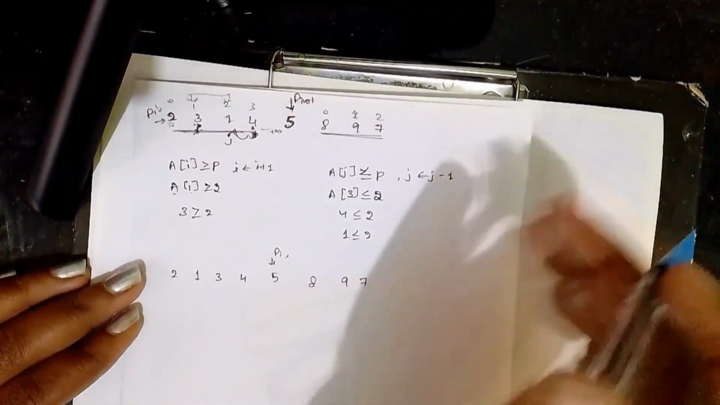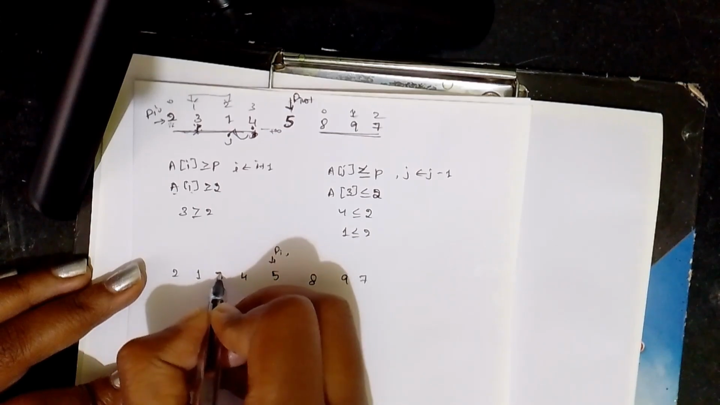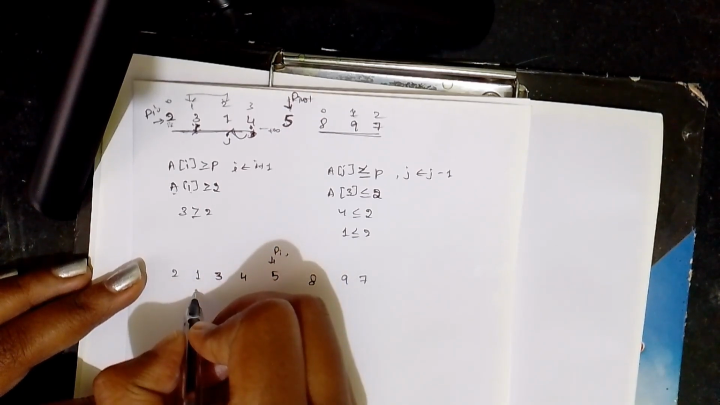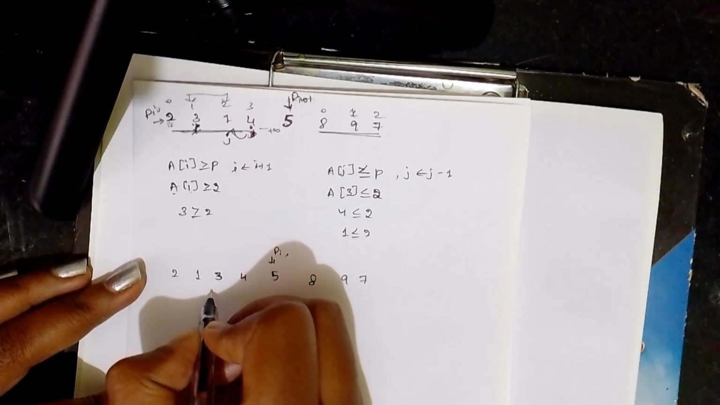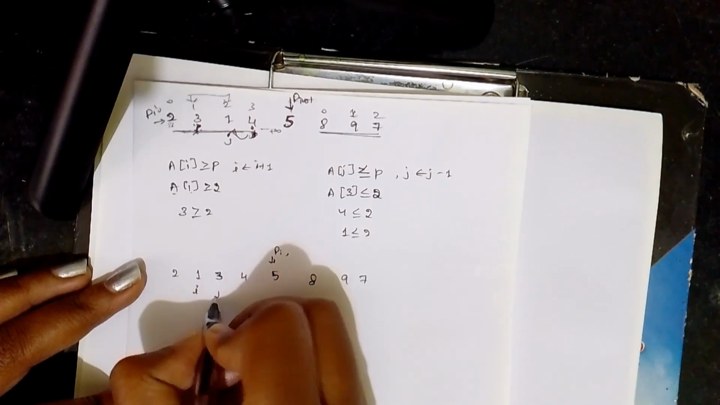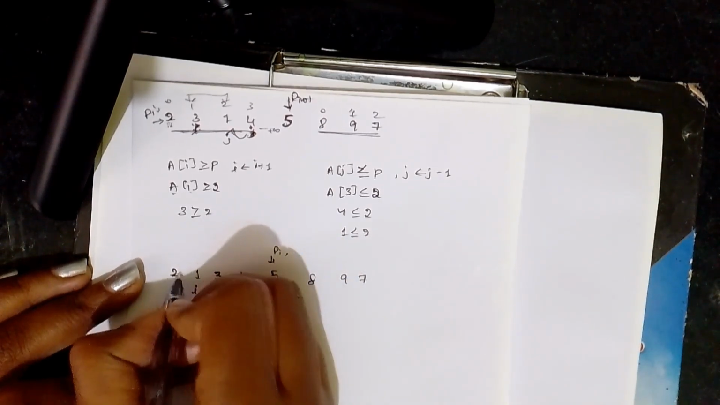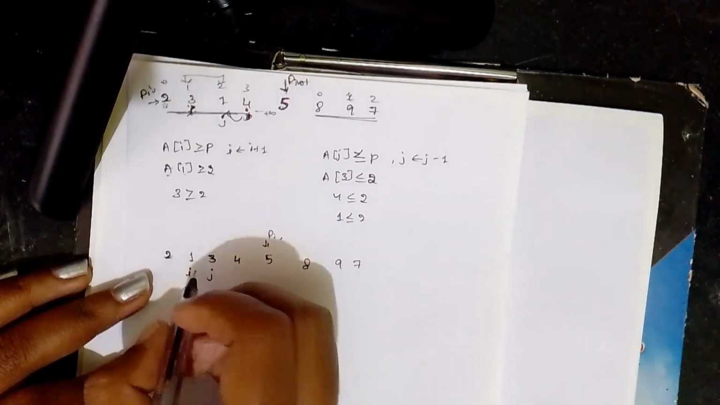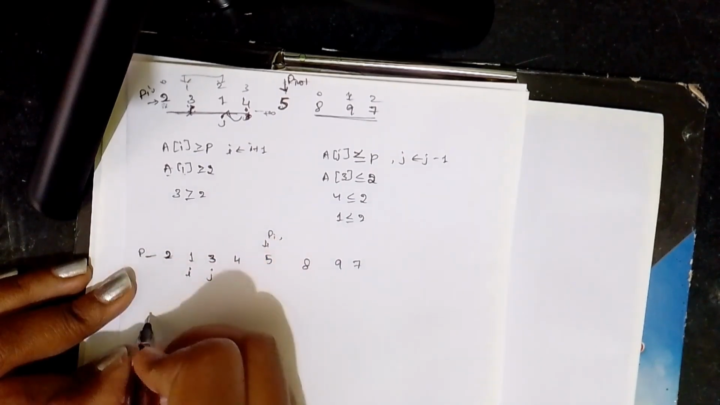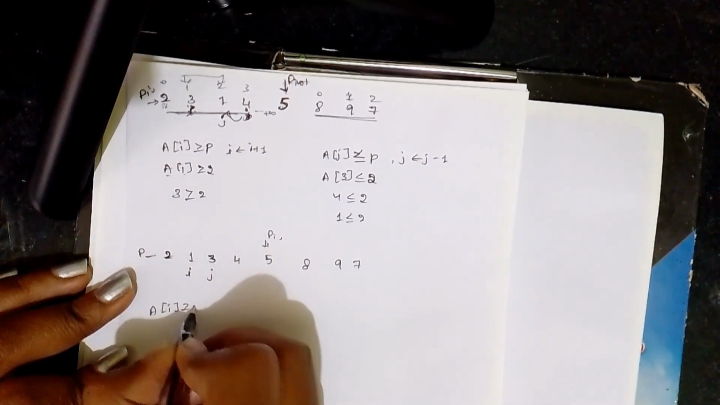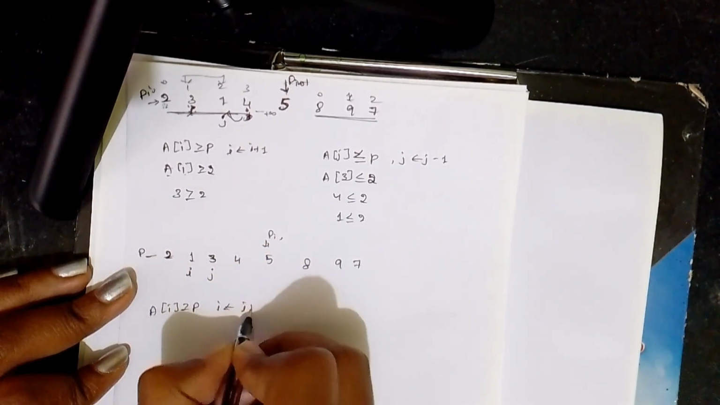Right? Again i is here, j is here. Right? This is our pivot element. Pivot element. A of i plus 1.